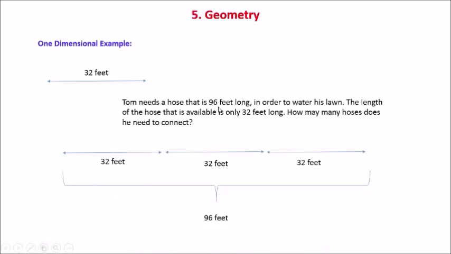So let's say Tom needs a hose that's 96 feet long in order to water his lawn. The length of the hose that's available is only 32 feet long. How many hoses does he need? So this is a familiar problem for you. We've got 96 feet total, and then we've got 32 feet each hose. 96 divided by 32, you've got 3 hoses, right? You've got 1 hose, 2 hose, 3 hose. That'll cover the 96 feet, okay? So that's just a 1-dimensional problem, okay?